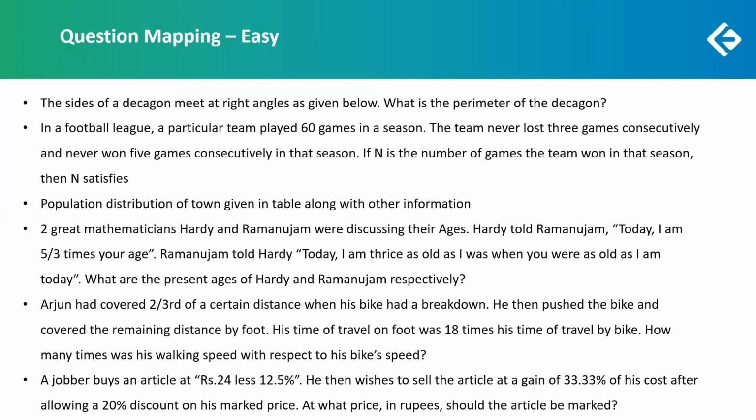Next, we had a question on time, speed, and distance. A person is covering 2/3 of a distance, the bike has a breakdown, and he's pushing the bike, covering the remaining distance on foot. The time of travel on foot was 18 times the time of travel by bike. So just by using the fundamental concepts of time, speed, and distance, we could have solved this using ratios, using equations, whatever worked here.